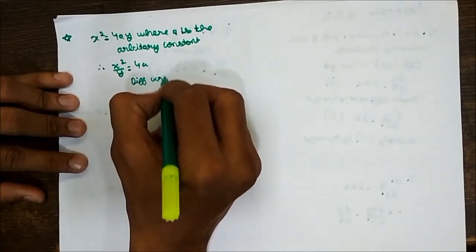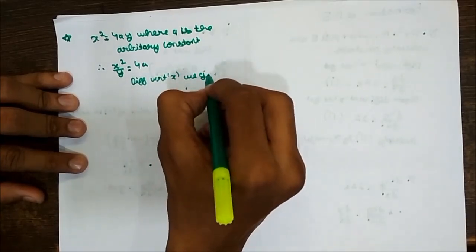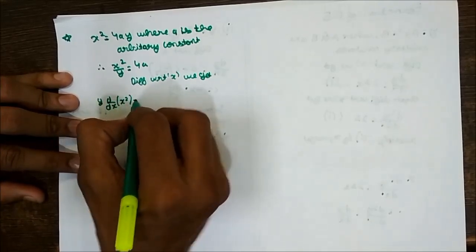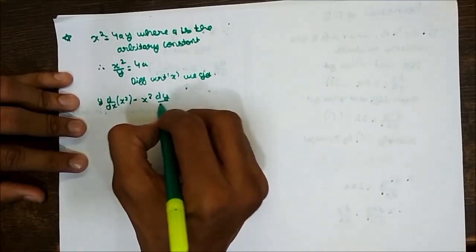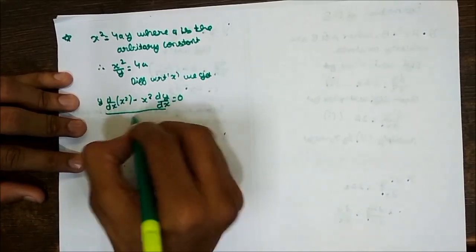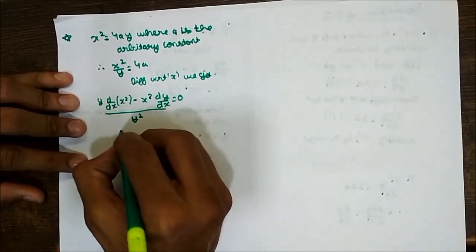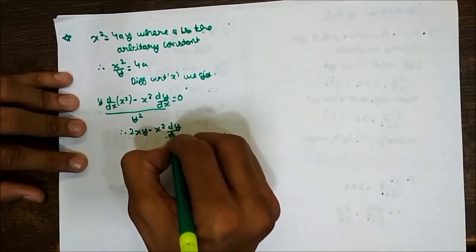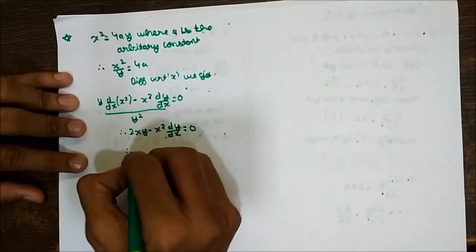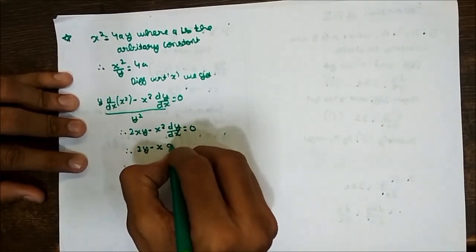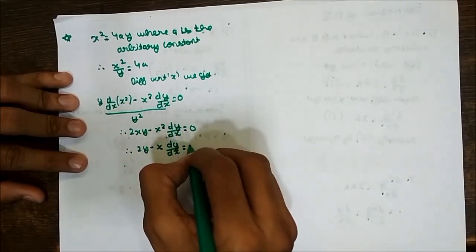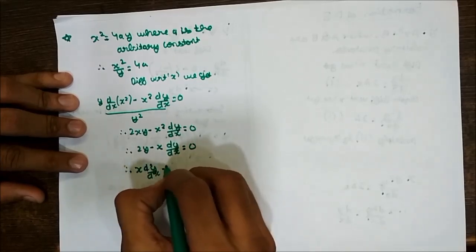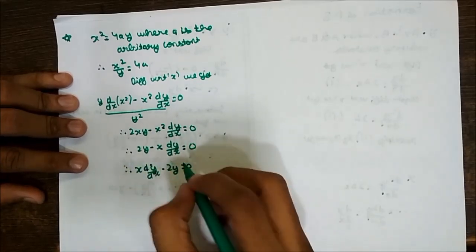Differentiating with respect to x, we get y d by dx of x square minus x square dy by dx is equal to 0 upon y square. Standard formula, 2xy minus x square dy by dx is equal to 0. Therefore 2y minus x dy by dx is equal to 0. Therefore x dy by dx minus 2y is equal to 0 is the required differential equation.